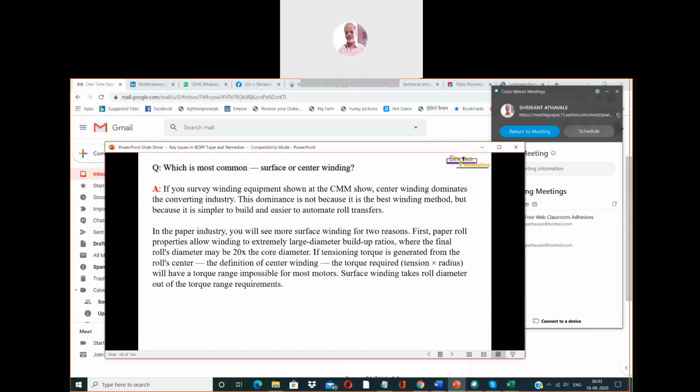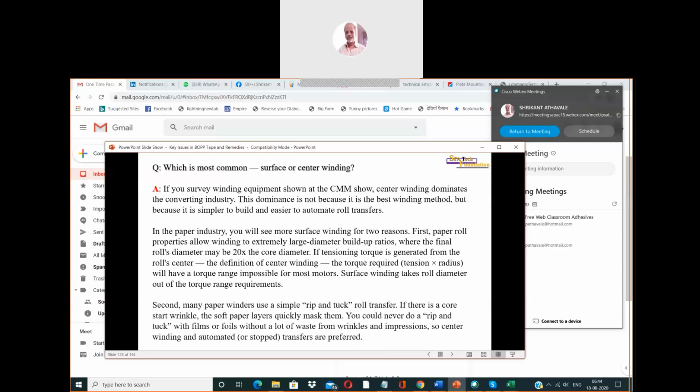First, paper roll properties allow winding to extremely large diameter build-up ratios, where the final roll diameter may be 20x the core diameter. If tensioning torque is generated from the roll's center, as in central winding, the torque required for tension versus radius will have a torque range impossible for most motors. Surface winding takes roll diameter out of the torque range requirement.